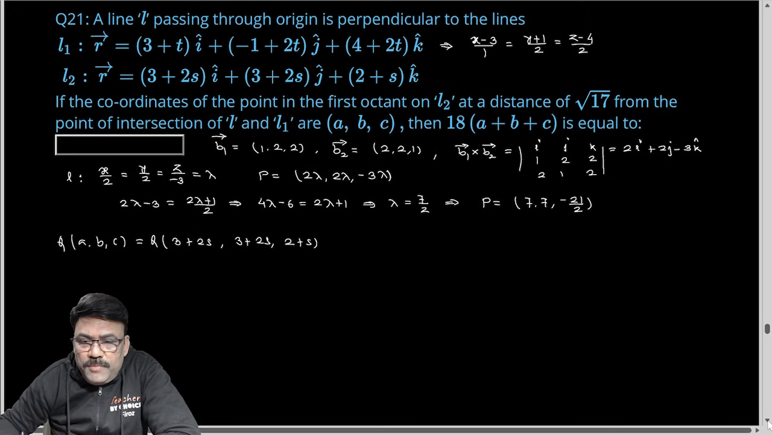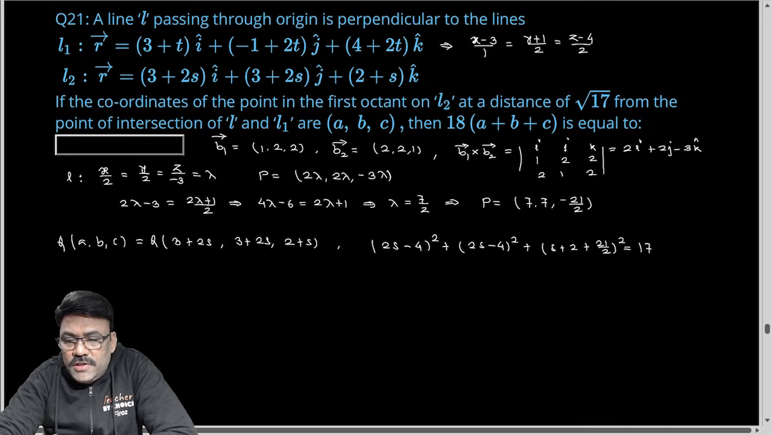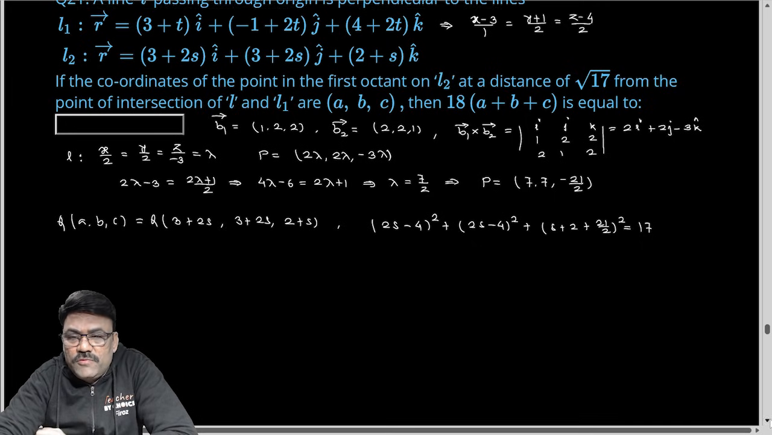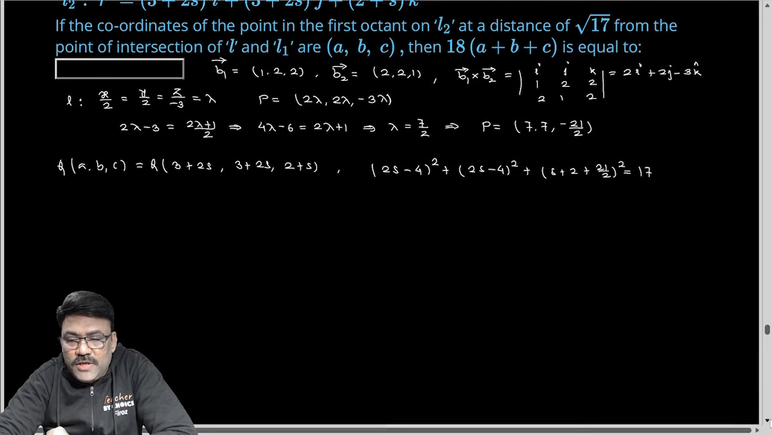Now the distance between P and Q is given as root 17. So use the distance formula. You will get 3 plus 2s minus 7, so 2s minus 4 whole square, again 2s minus 4 whole square, and then 2 plus s plus 21 by 2 whole square. It is 17. Now just solve this. You will get a quadratic in s and two values of s. But you will take only that value of s for which ABC are positive, because they are saying that point ABC lies in the first octant. So ABC should be positive.